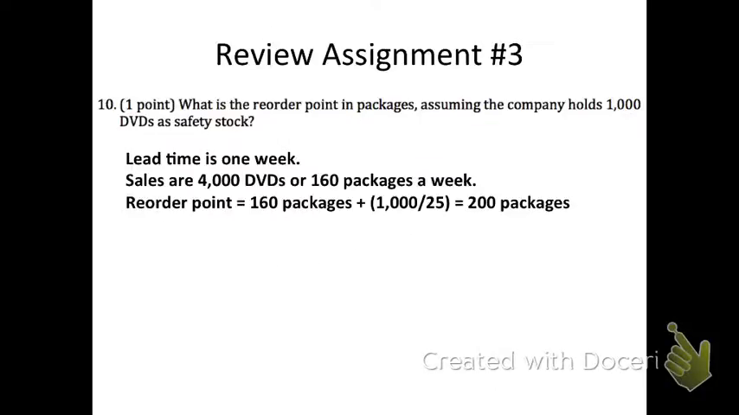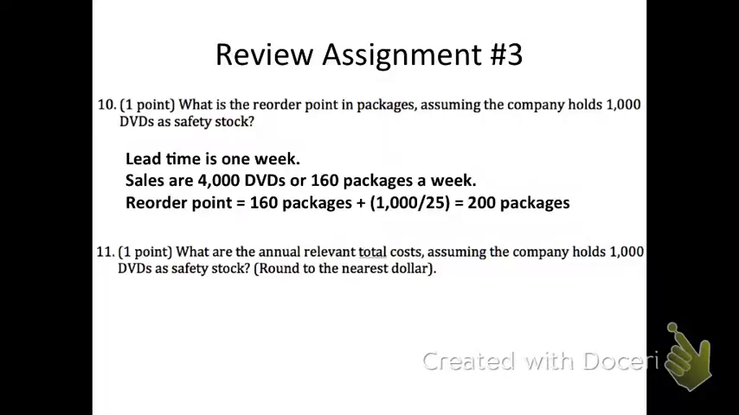So our lead time is 1 week. We sell 4,000 DVDs or 160 packages a week. And so this 160 is actually 160 times 1. Now, if the lead time were different than 1 week, we would change that. So this is 160 times 1 plus the safety stock, 200 packages. And so we'll watch our inventory. Once our inventory gets down to this 200, we'll order 196 more.